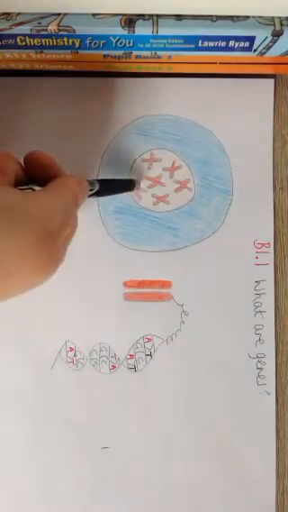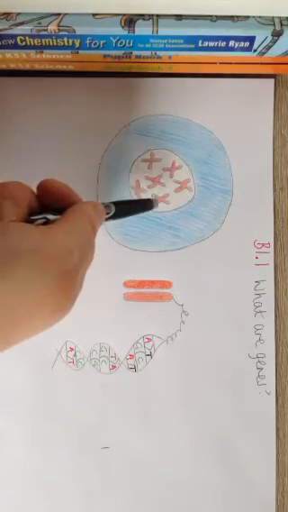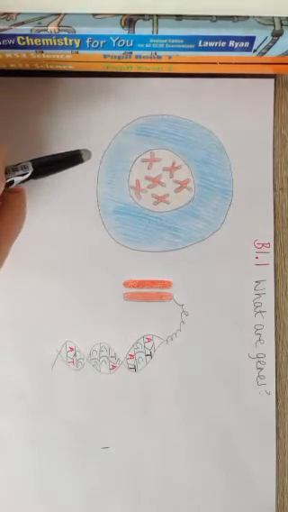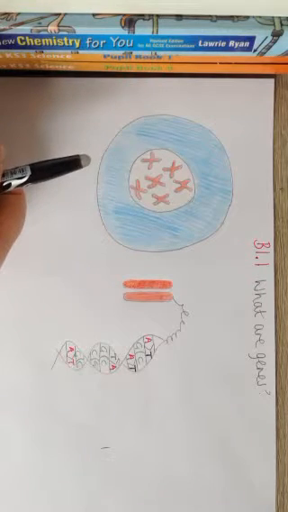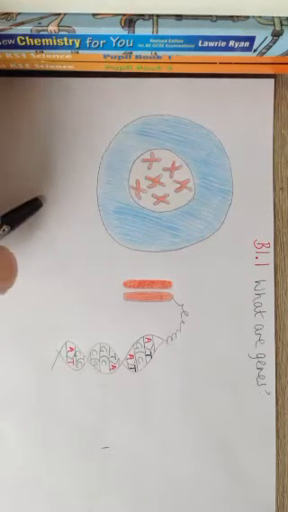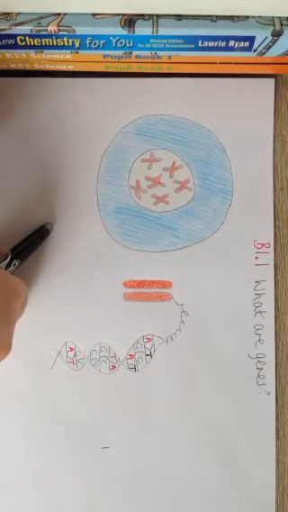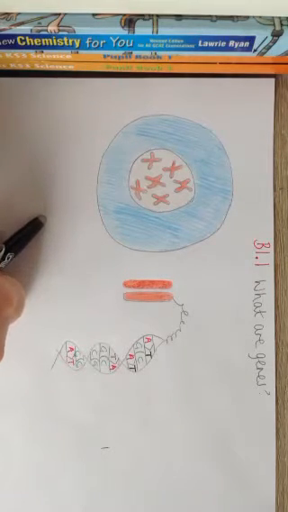Now, inside the nucleus of the body cells and of the egg and sperm cells, you will find chromosomes. Body cells have 23 pairs of chromosomes, whereas the egg and sperm cells have half the number of chromosomes, so they have 23 single chromosomes.